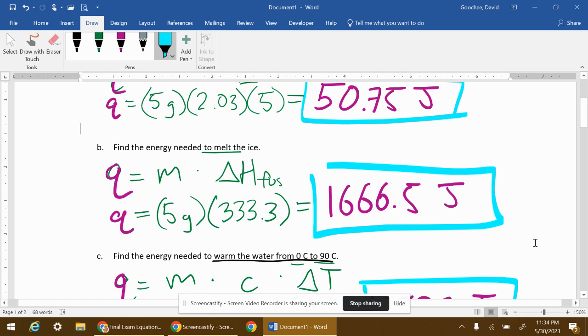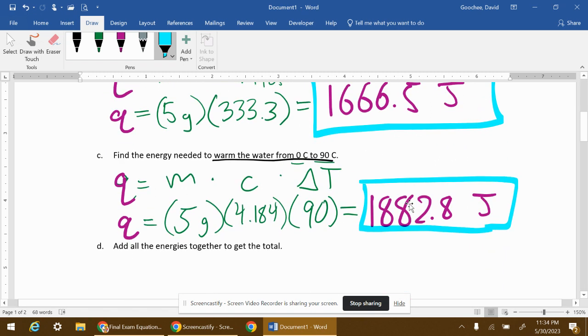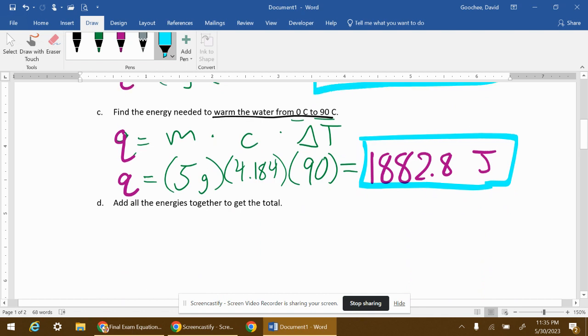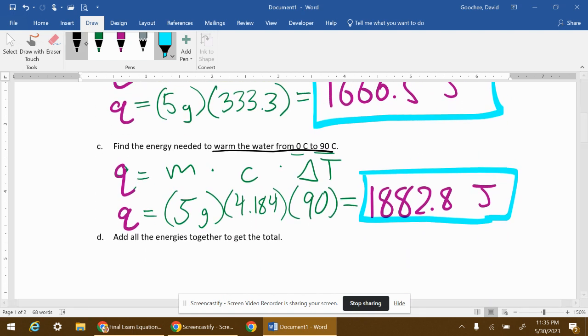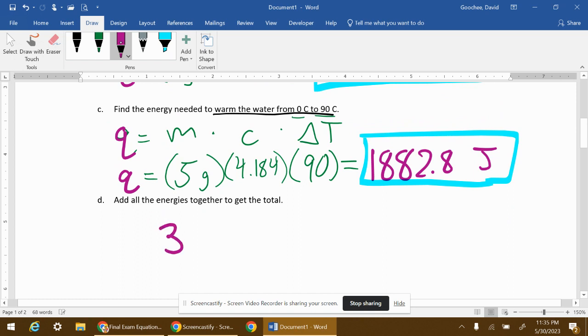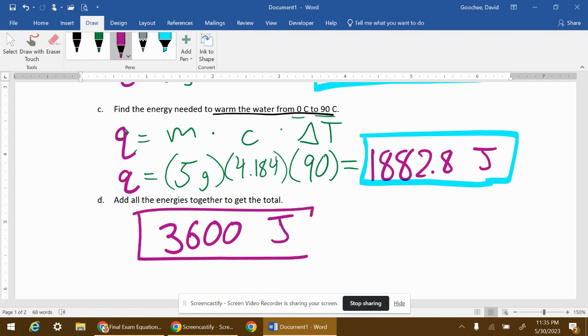Now, you need to take the energy from these separate steps and add them all together. So 50.75 plus 1,666.5 plus 1,882.8, and the answer is almost exactly 3,600 joules. There we go. So that's the answer.